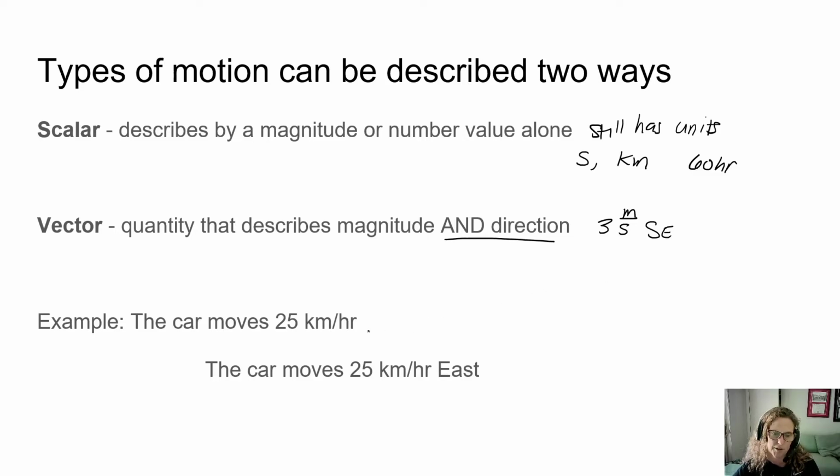So the car moving 25 kilometers an hour, that would be an example of a scalar quantity because there's no direction. But this one moving 25 kilometers per hour to the east, that's a vector quantity because it has a direction associated with it. And in physics, we're going to need to know the difference between those two, and we'll have to study it out.